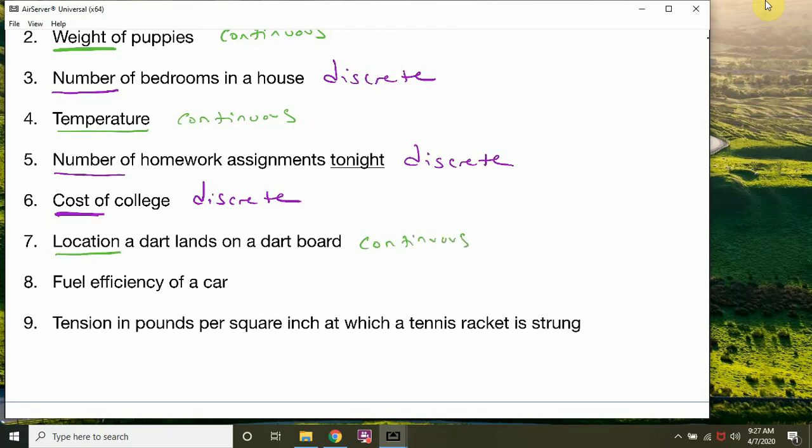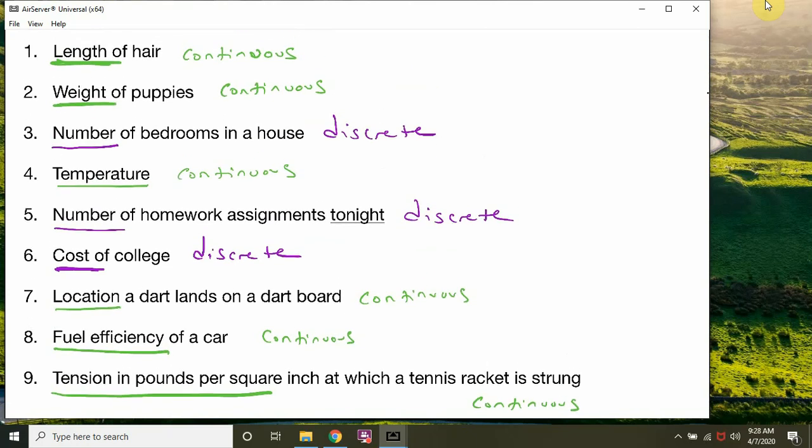Fuel efficiency of a car. These cars get 20 miles per gallon, 22.3 miles per gallon, 30.1 miles a gallon. Okay, fuel efficient cars might be getting 45.107 miles per gallon, but it's something we measure. We measure fuel efficiency. That's continuous. Tension in pounds per square inch at which a tennis racket is strung. Again, we measure tension. That's continuous.